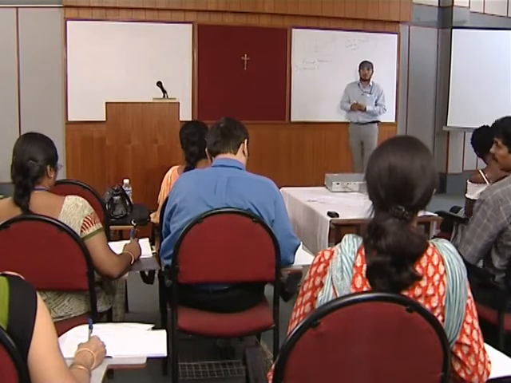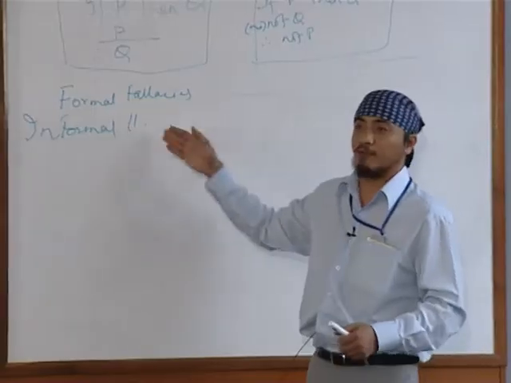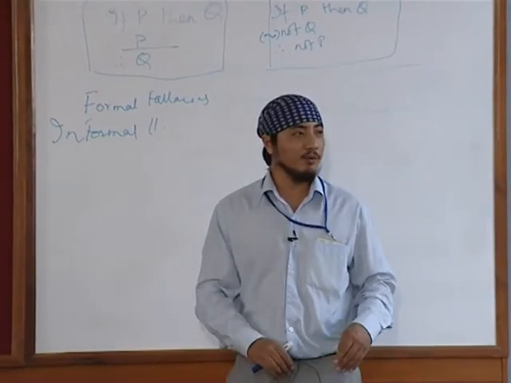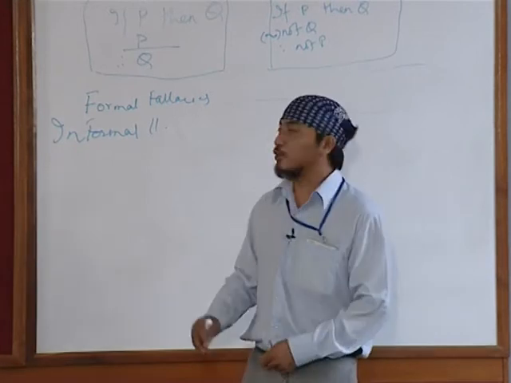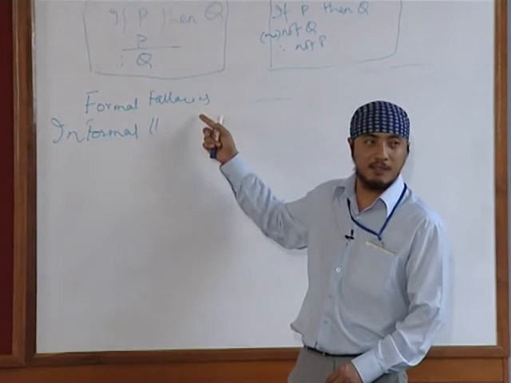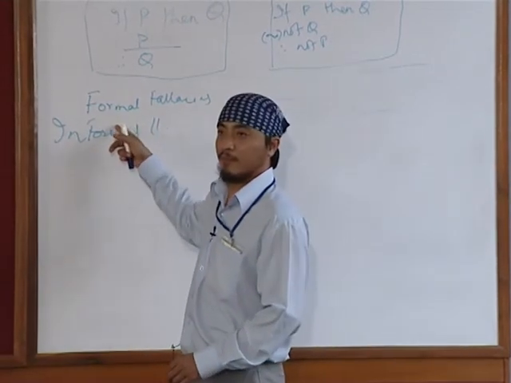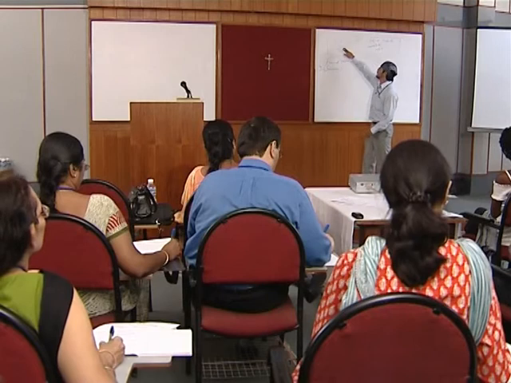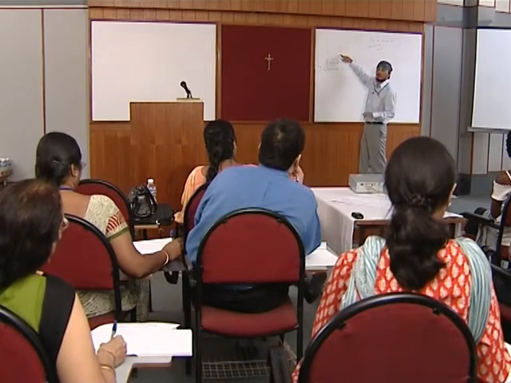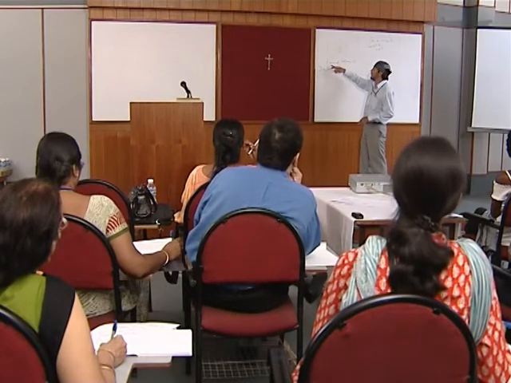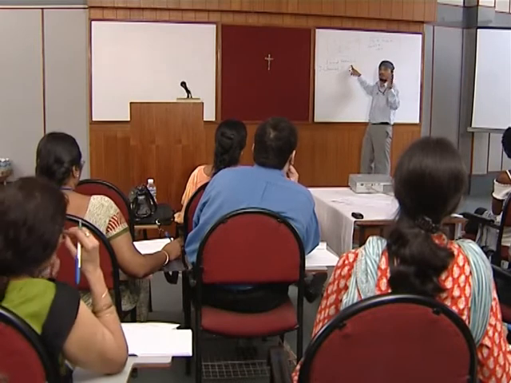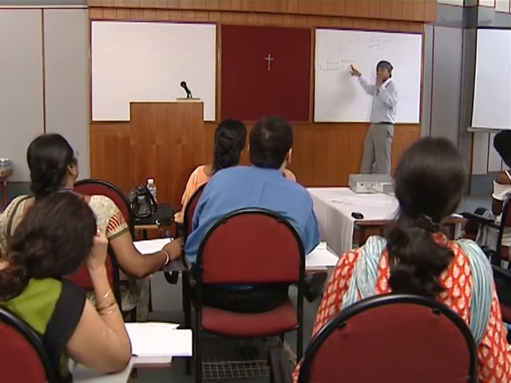So there are two things. You can have a formal fallacy or an informal fallacy. A formal fallacy is a place where your argument has gone wrong because your form has gone wrong. So that becomes a formal fallacy. A fallacy because of the form. Now for example over here, if P then Q, Q therefore P, then your argument is formally fallacious. It is wrong in the form itself. Forget the content. You need not even go to the content. The form itself is wrong.